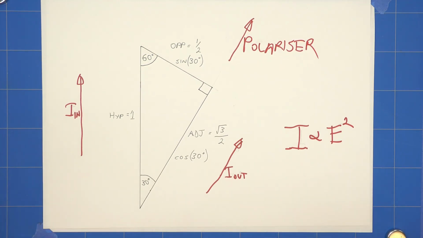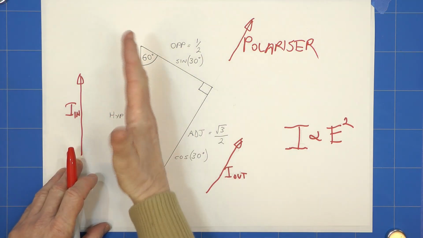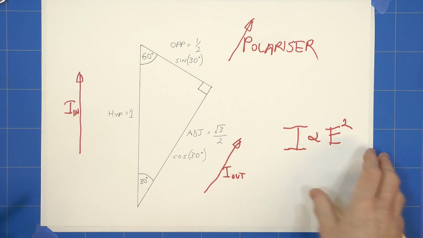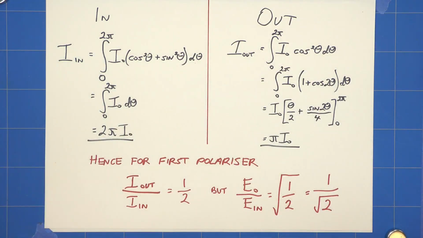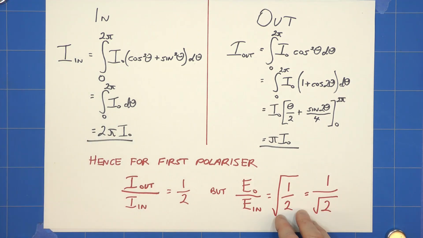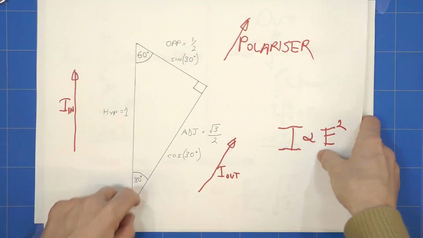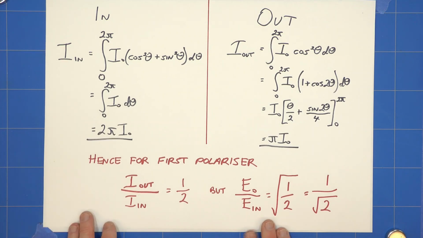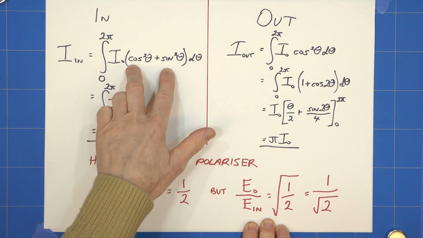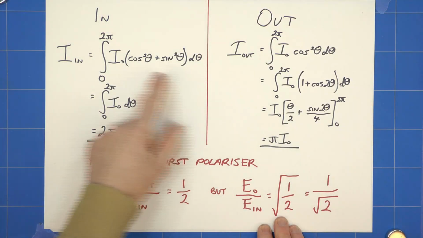So let's consider the first polarizer. Light is coming in at all sorts of angles, and the plane of the polarizer for the first one we'll consider as vertical. So I will just very quickly go through what we need to do. If we consider the light coming in, the total intensity is made up of this component and this component, but there are all sorts of different angles, so we need to do a very quick integral. The light coming in, we take the square of these two sides, and we solve this integral.